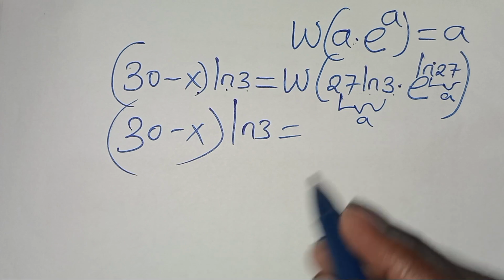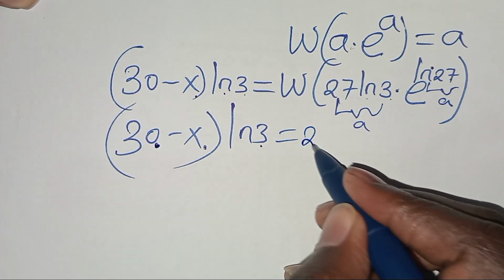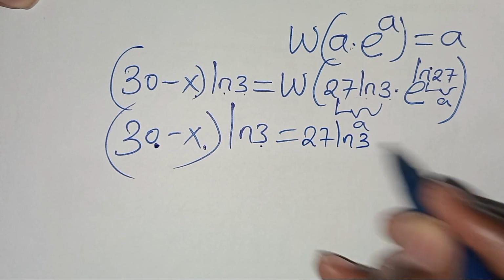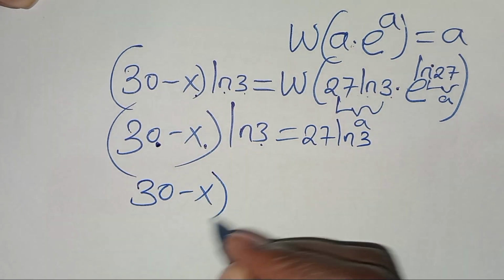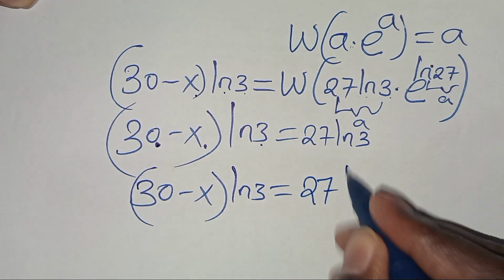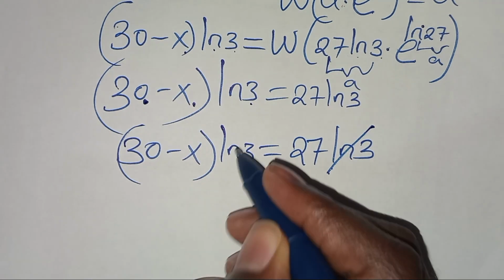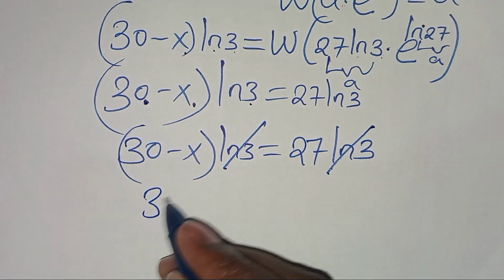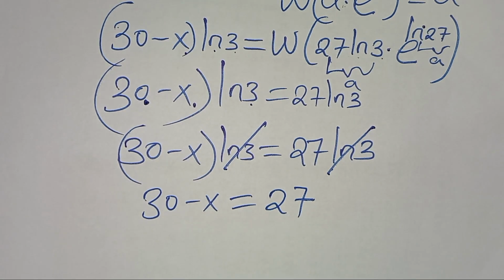So basically we'll have that minus x natural log of 3 is equal to 27 natural log of 3. Okay, so this is 30 subtract x natural log of 3, this is equal to 27 natural log of 3. Now we simplify the natural log of 3. So that's 30 subtract x is equal to 27.